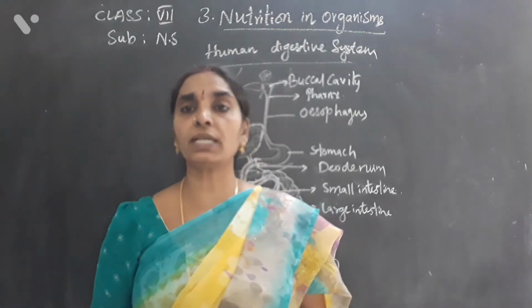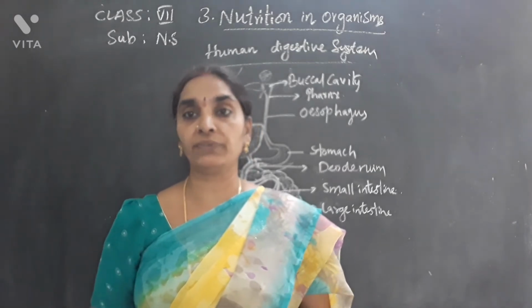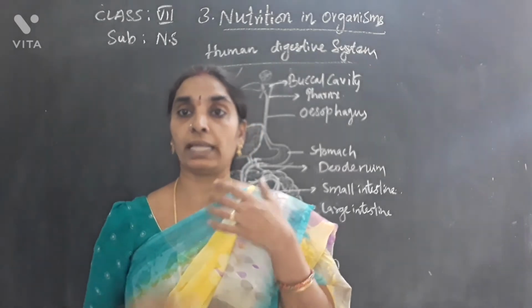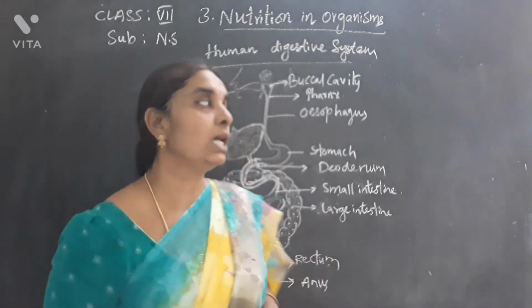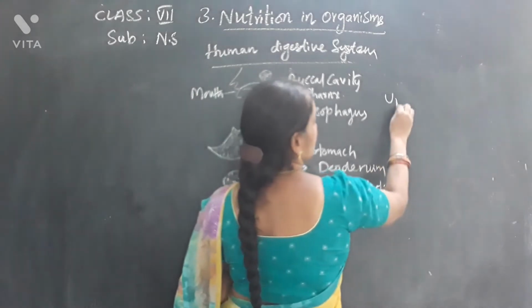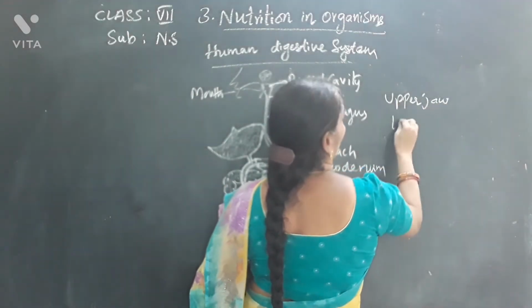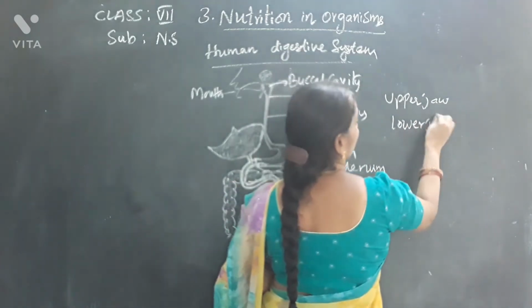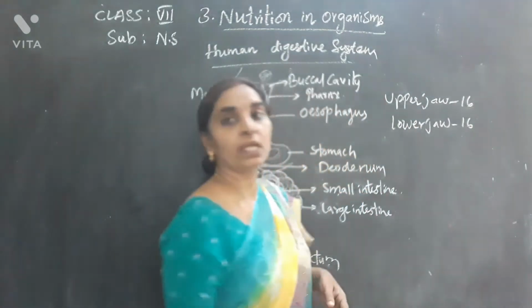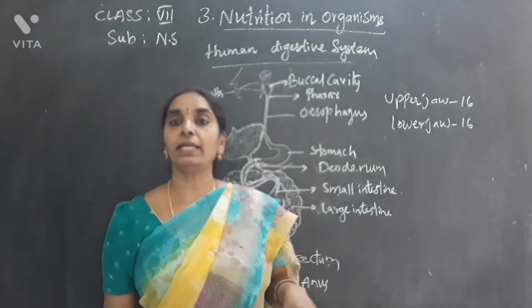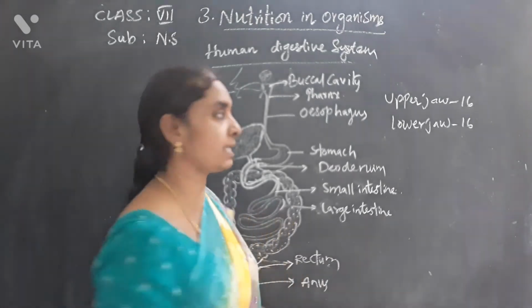In small children the number is limited, and as you grow the teeth will increase. There are two jaws in your mouth, one is the upper jaw and the other is the lower jaw. The upper jaw consists of 16 teeth and the lower jaw also has 16. In total you have 32 teeth. The teeth are divided into 4 types. They are incisors, canines, premolars and molars.